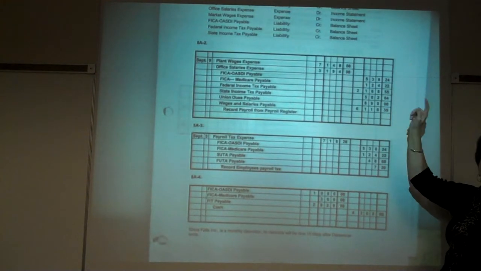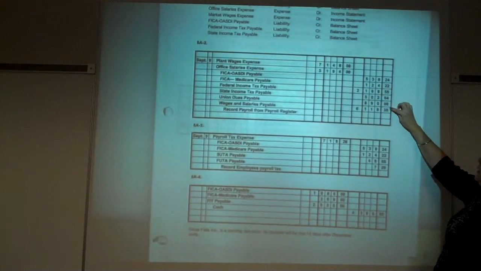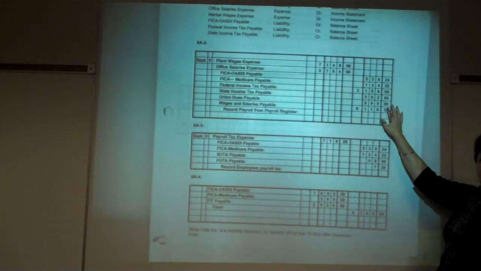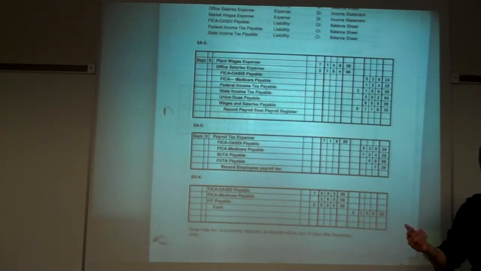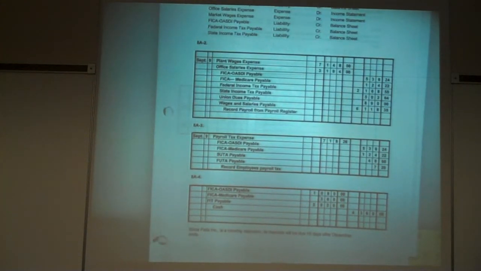We have to expense the total amount. If we don't, what happens to these payables? Then we're just paying those out of our money. And it's really not our money because we withheld it from our employees.